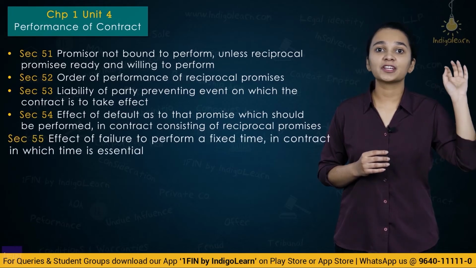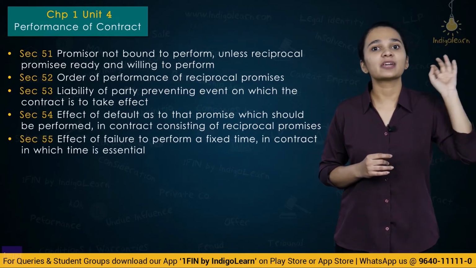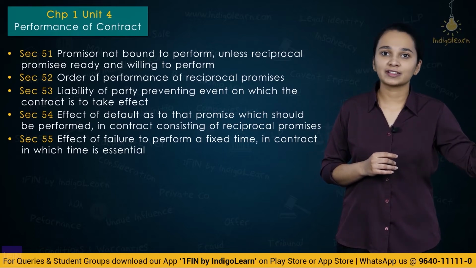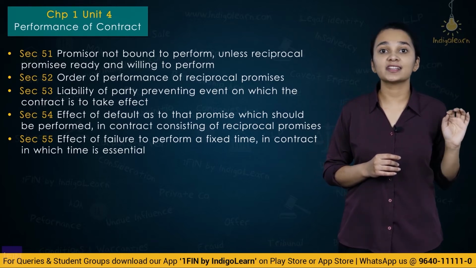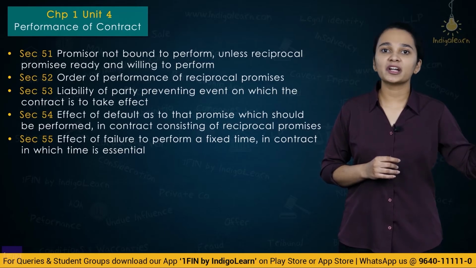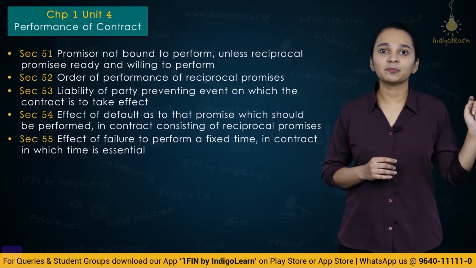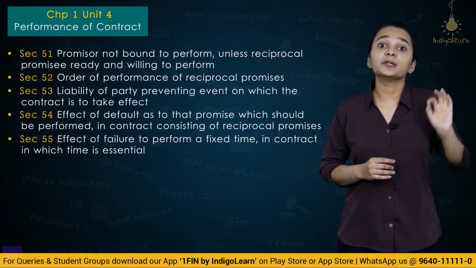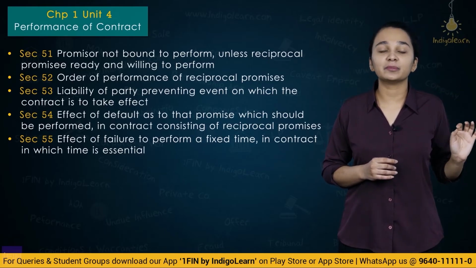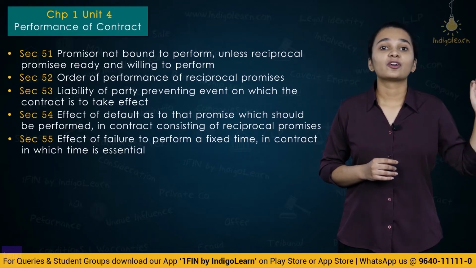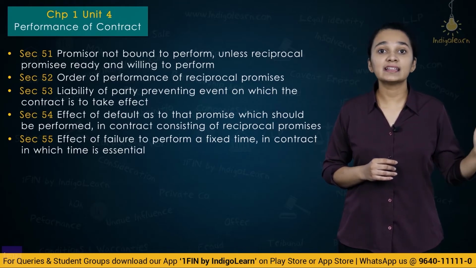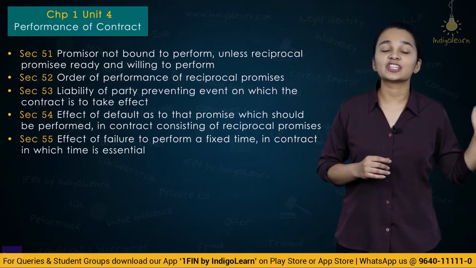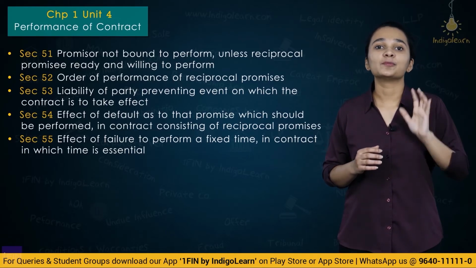In section 55, we have understood the importance of time. If time is essential, then the contract can be avoided and compensation can be claimed. If time is not essential, the contract cannot be avoided but compensation can be claimed. If time was essential but the performance is accepted even beyond the specified time limit, then in that situation compensation cannot be claimed unless and until a notice of intention to claim compensation is given at the time of acceptance of performance.